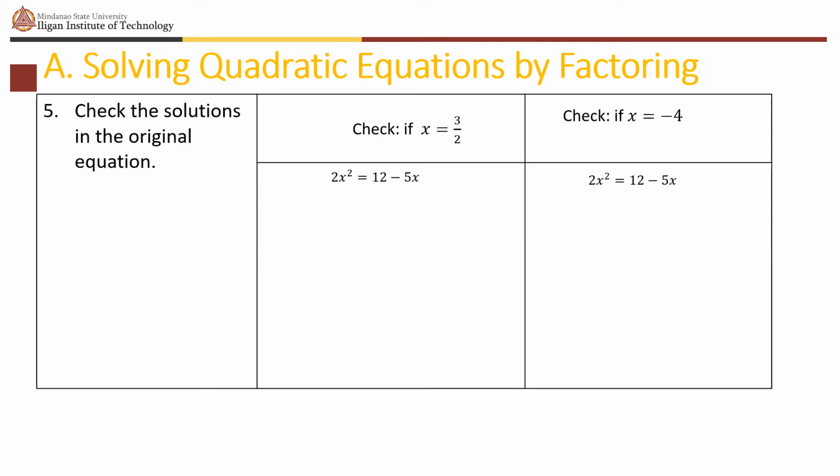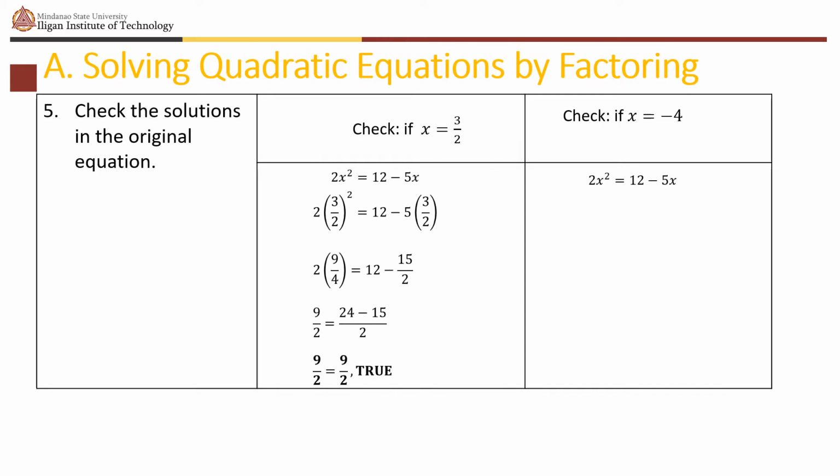So we can verify whether x equal to 3 over 2 or x equal to negative 4 are solutions by substituting these values. When x equal to 3 over 2, you will have 2 times 3 over 2 squared equals 12 minus 5 times 3 over 2. This should give us 9 over 4 when we square 3 over 2. And this should give us 5 times 3 on the other side over 2. So we have negative 15 over 2.